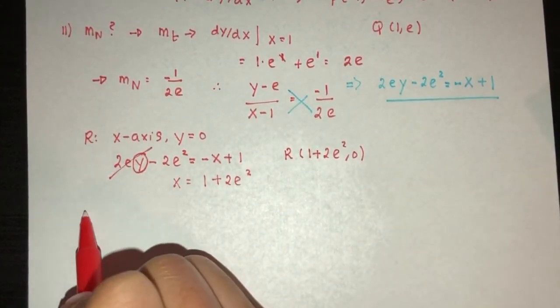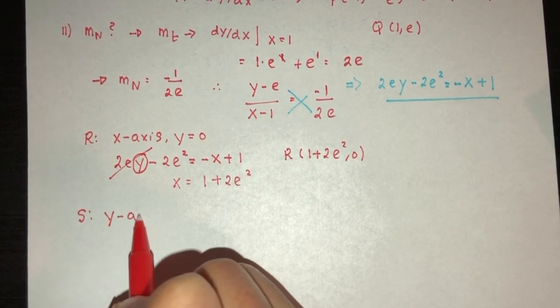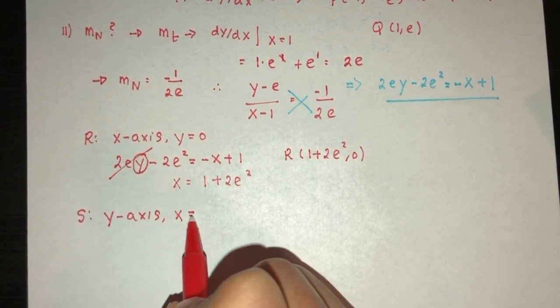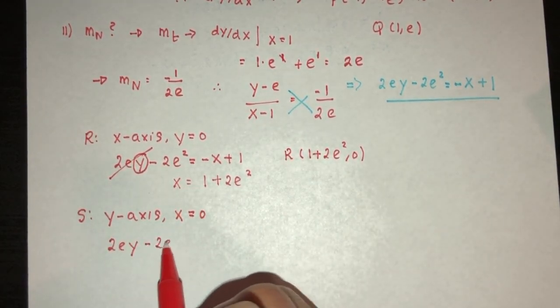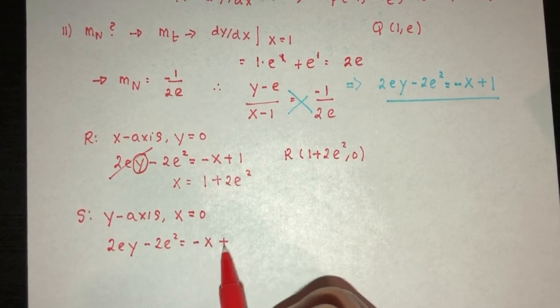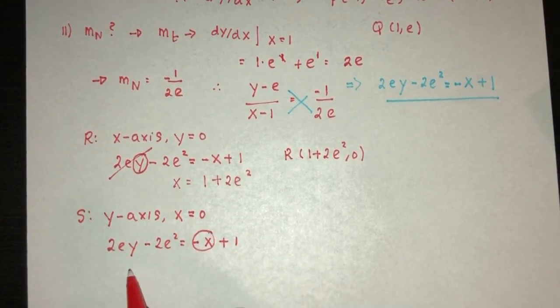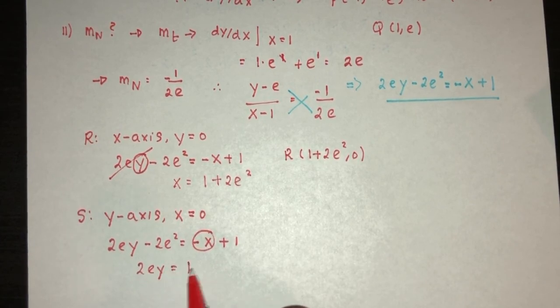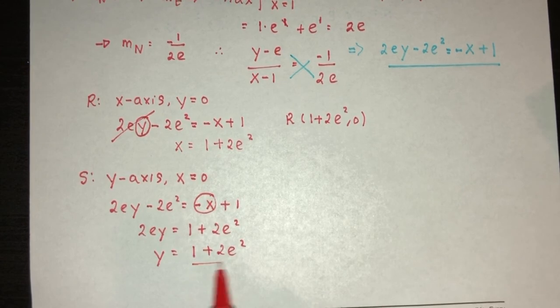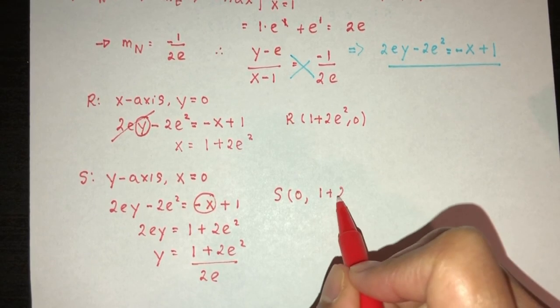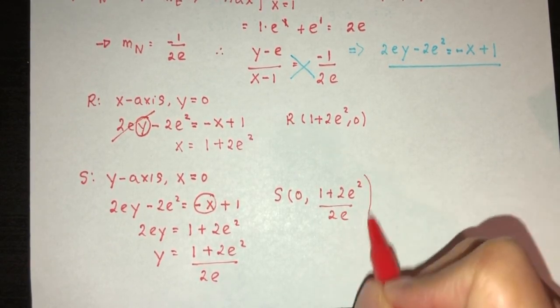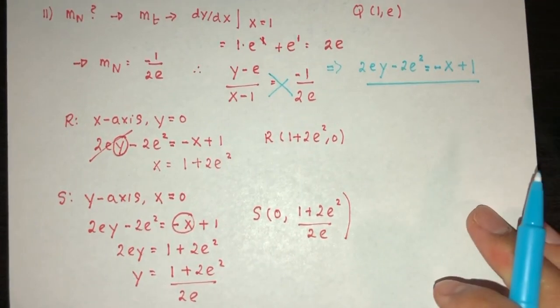Now let's find the point S. S will be on the y-axis, and that is true when x is 0. Replace in your equation 2e y minus 2e squared is equal to minus x plus 1, and here we have x as 0, so you will have 2e y equal to 1 plus 2e squared, so y will be 1 plus 2e squared divided by 2e. So S will be (0, 1 plus 2e squared divided by 2e). Now we have to find the area of triangle OSR.